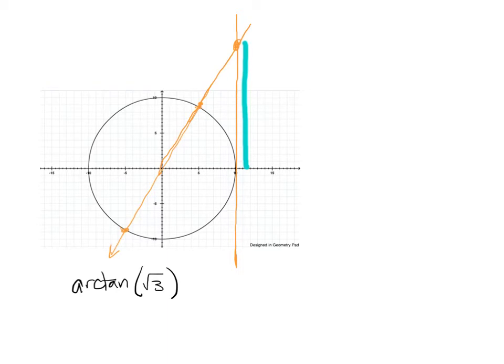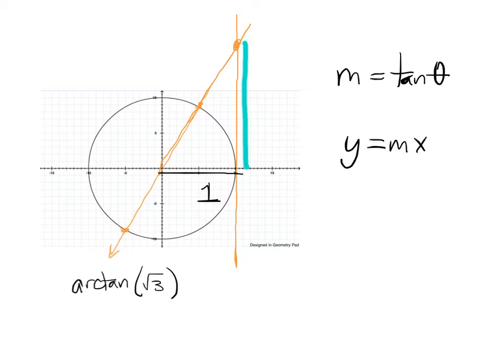So let me do a little more artwork here. If this distance is 1, because it's the radius of the unit circle, and if the slope of the line is tangent of theta, then if my equation is y equals mx, and I plug in x equals 1, which is what I'm doing when I'm looking for this point, then what I get is that y equals m, which is tangent of theta.